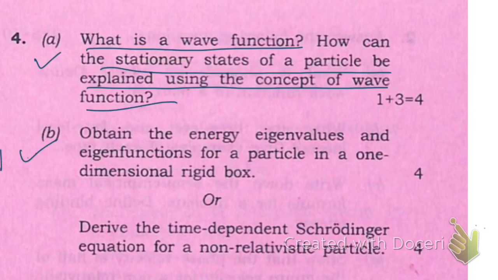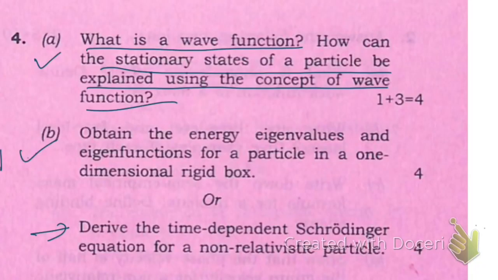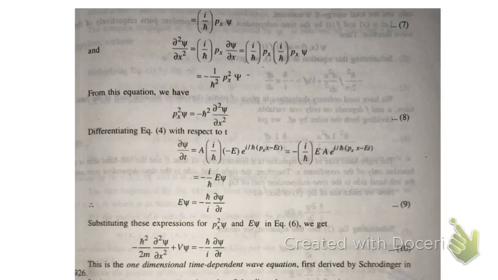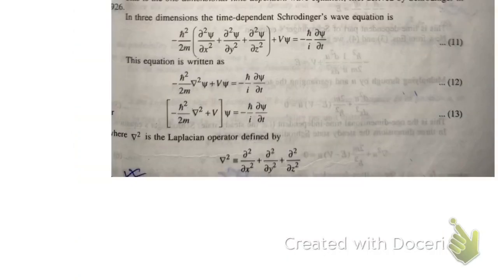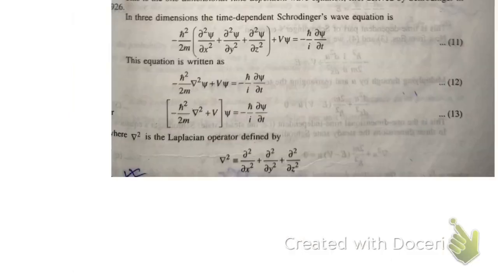So here is the other part. Do you have the time dependent Schrodinger equation for a non-relativistic particle? Let me give you the answer. This is the answer of this 4B or. Take the screenshot of this slide, then this slide, and last one, this one. All right. So now let's move on to question number 5.